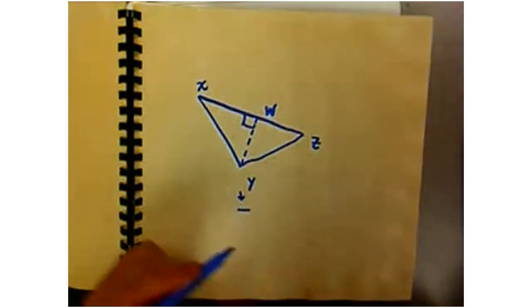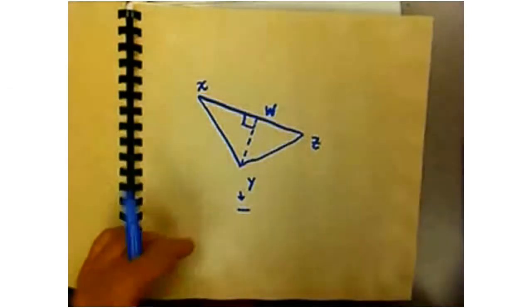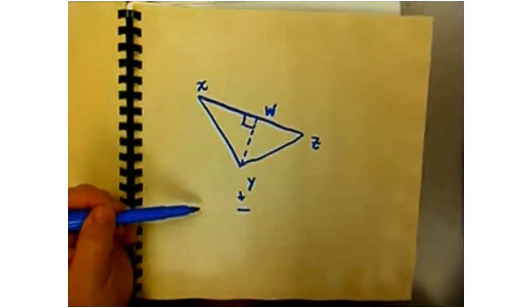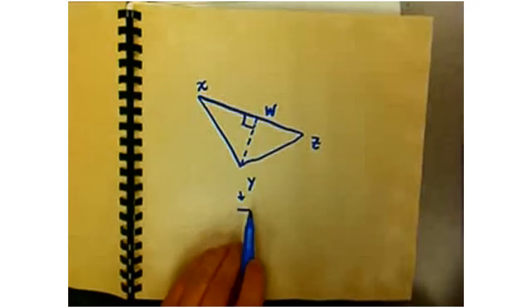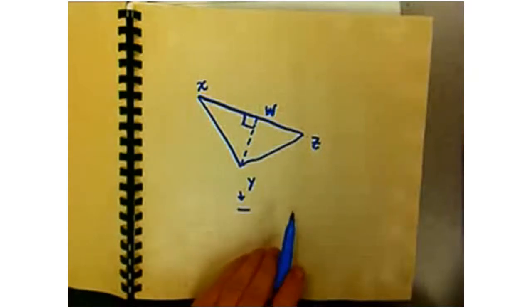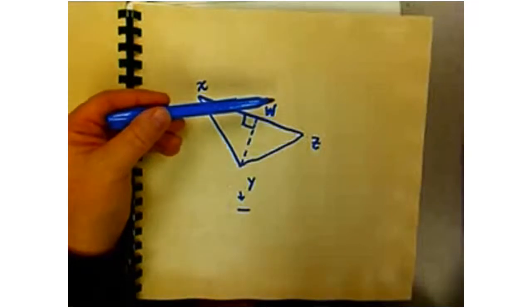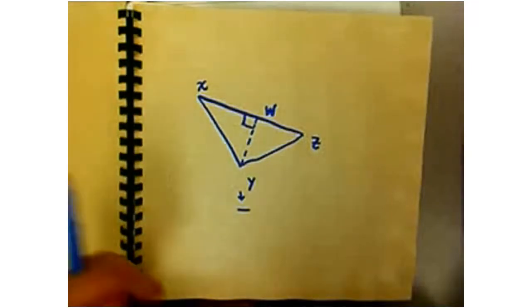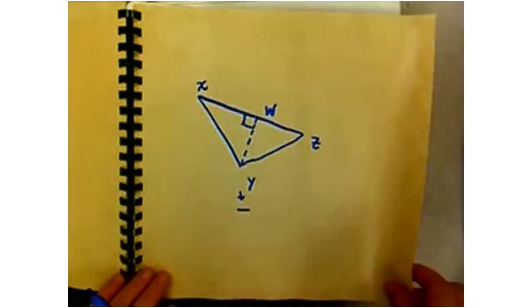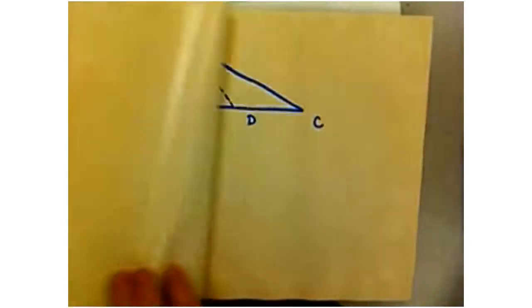It says below the triangle that segment YW is perpendicular to XZ. Y is the vertex and W is on the side opposite of Y. So YW is an altitude of the triangle. So this is a yes. That definitely identifies the altitude.